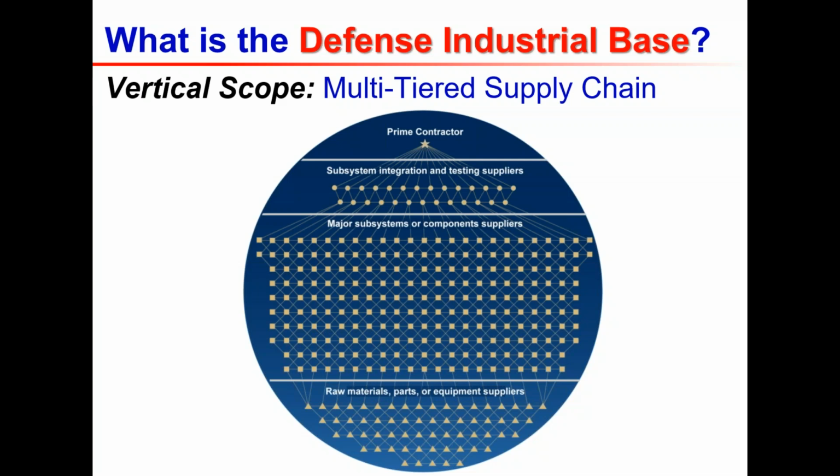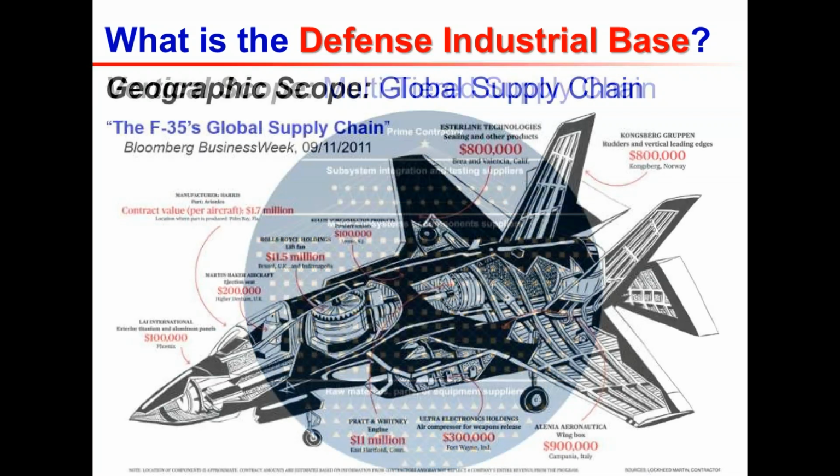And this diagram is intended to show the relative size of the different tiers, right? Then you have these subsystems, integration, and testing suppliers, then major subsystem or component suppliers, then all the raw material, parts, or equipment suppliers, right? So the idea is, even though you might have one prime contractor, you have this very deep multi-tiered supply chain that ultimately goes into, right? And the defense industrial base includes every element, every vertical element of that multi-tiered supply chain.